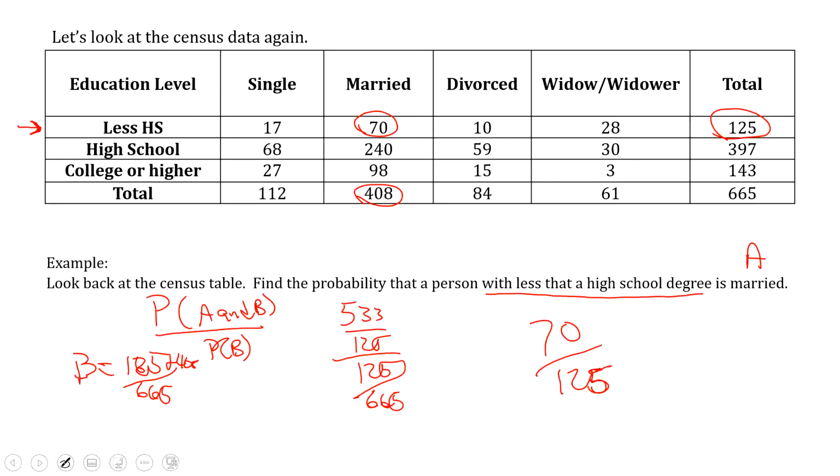If we're looking for, like our example here, the probability of somebody being married with less than a high school diploma, it is 70 over 125. If we flip it around and do the probability of somebody who is married having less than a high school diploma, then we're looking at 408 over 70, which are two completely different probabilities.